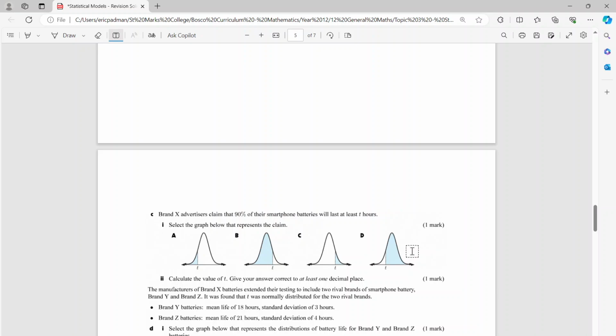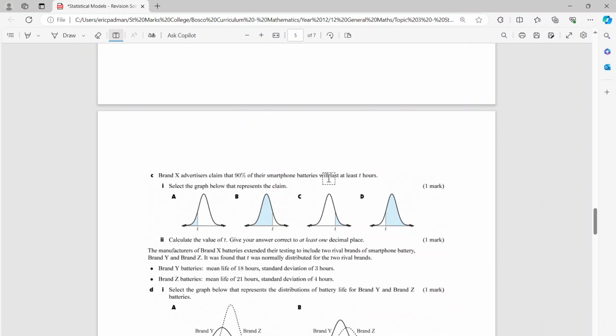Brand X advertisers claim that 90% of their smartphones will last at least 9 hours. So you have 90% of the graph, and it's at least. So that has to be the minimum. Then the one that's correct is this one. There's a big chunk of the graph, and it's at least 90% of it. All right. Calculate the value of t.